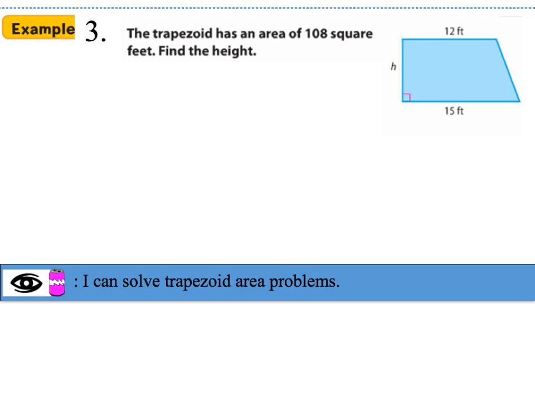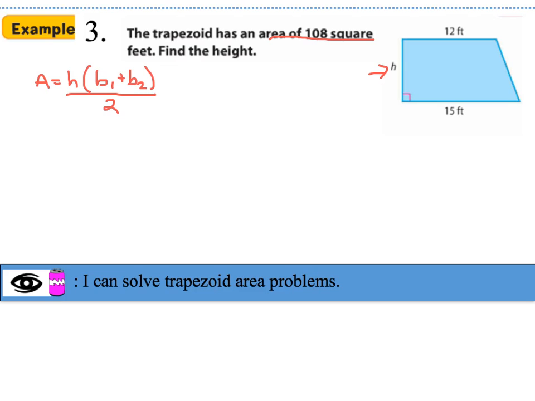Alright, so for example 3, it says the trapezoid has an area of 108 square feet. Find the height. So they're not asking us to find the area anymore because they're giving us the area. They're saying the area is equal to 108 square feet. What we have to do is find the missing height. So let's go ahead and use this formula. Area is equal to the height times base 1 plus base 2, and that's divided by 2.